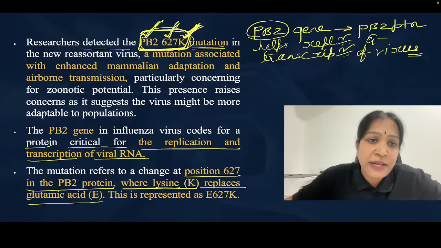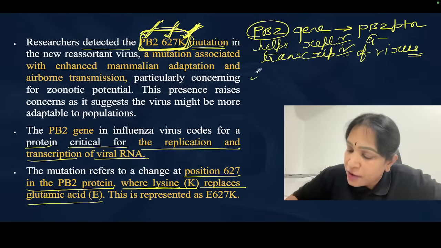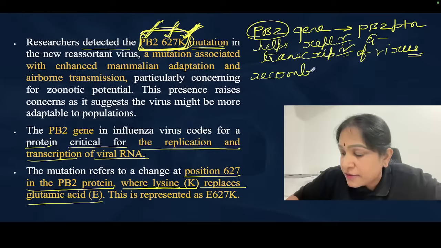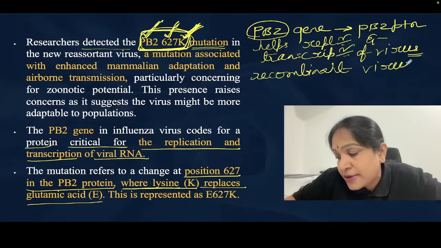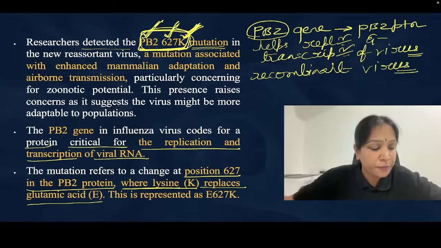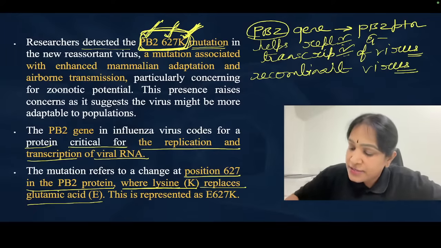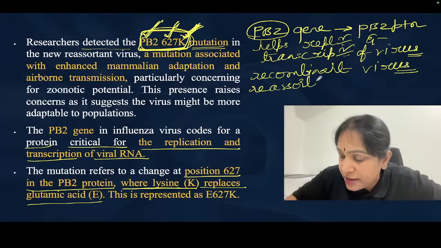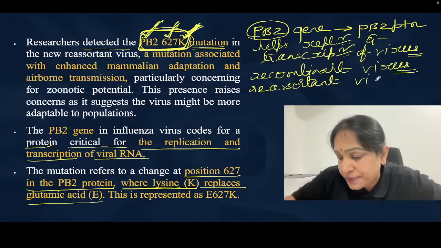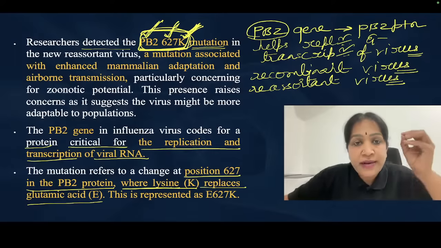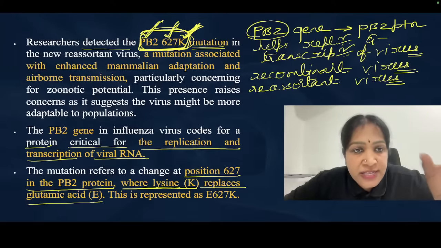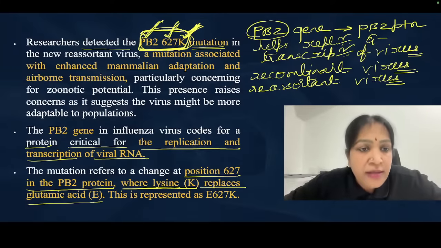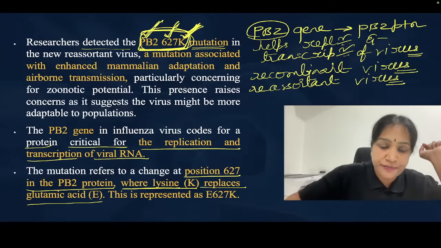We have this particular mutation in the recombinant virus. I hope it is clear for all of you. The recombinant virus is also called the reassortant virus. Tell me which virus has this PB2 627K mutation? The recombinant virus. Okay.